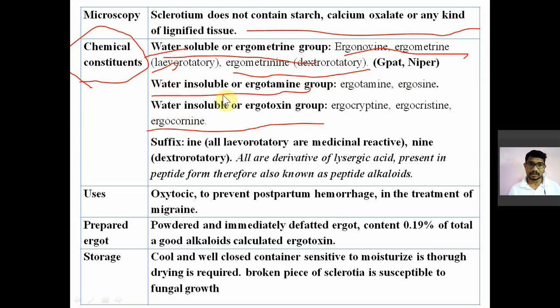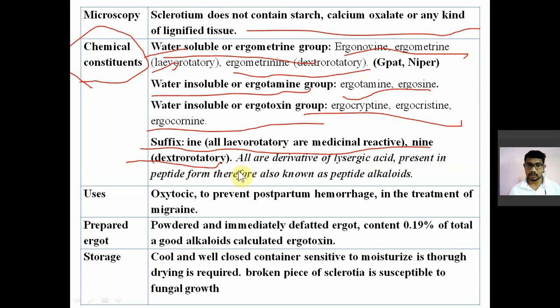Then the water insoluble ergotamine group, उसमें आएगा आपका ergotamine and ergosine. Then the third class, that is known as the water insoluble ergotoxin group. इसमें आएगा आपका ergocryptine, ergocristine, ergocornine. So these are the three classes of alkaloid present in the ergot. Now the suffix ine means they are levorotatory and medicinally active. The suffix inine means they are dextro.